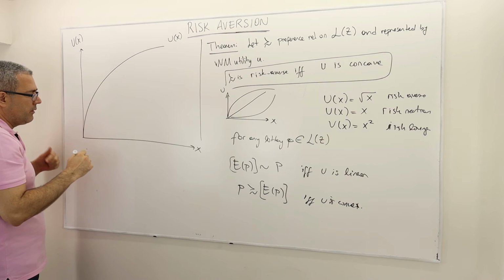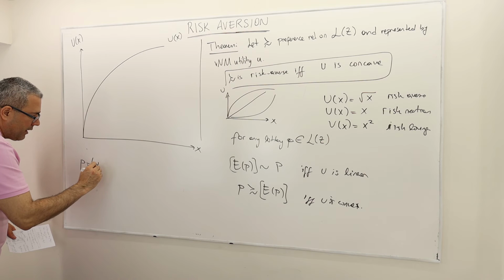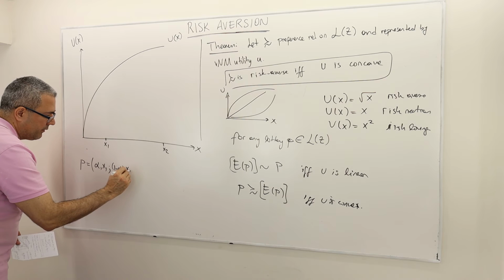So I'm going to consider a very simple lottery. Here's the lottery that I'm going to be considering. P gives prize X1 with probability alpha. So say this is X1. And it gives prize X2 with probability 1 minus alpha. Okay, so it's a very, very simple lottery because there are only two prizes.